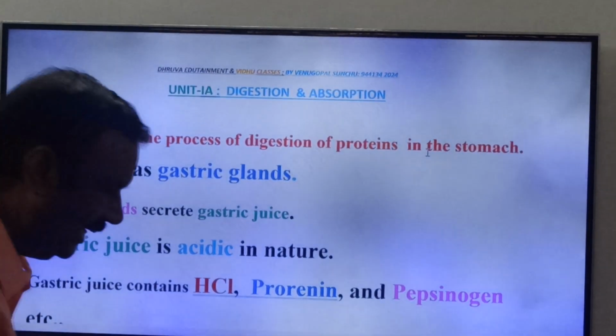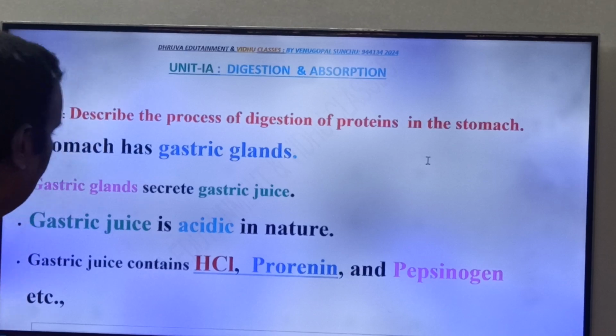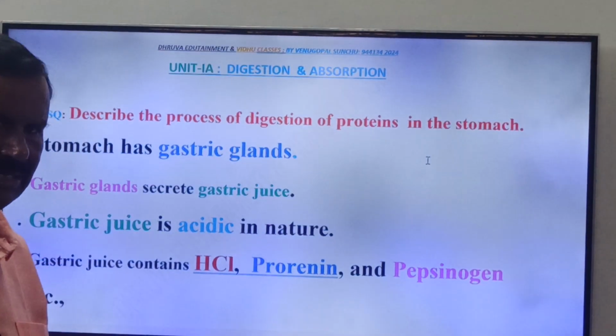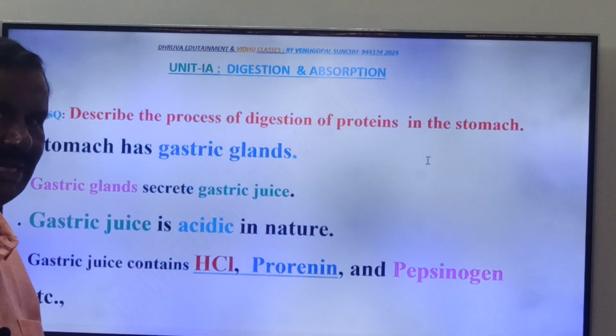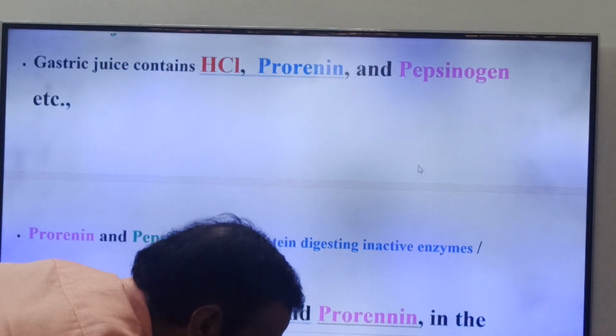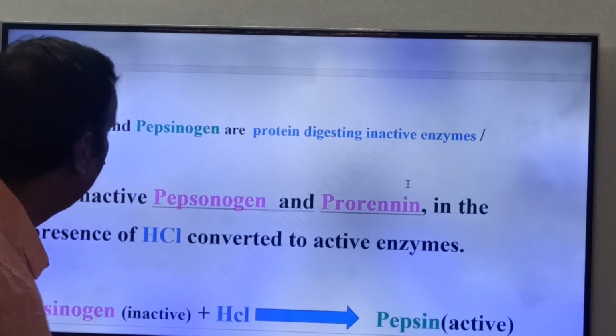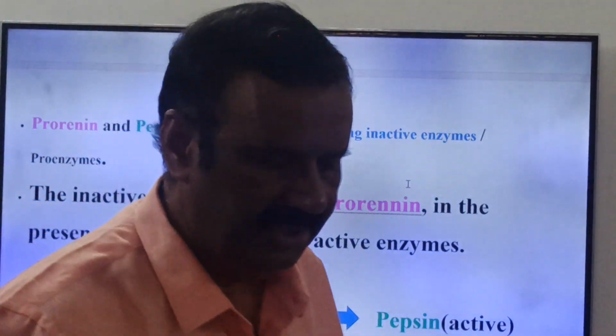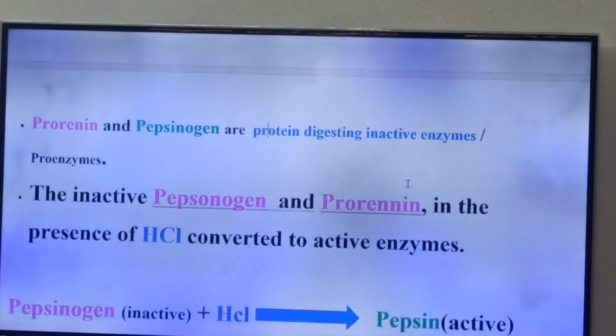This gastric juice contains what? HCl, prorenin and pepsinogen, etc. Here etc. means bicarbonates, castle's intrinsic factor, etc. But here you have to concentrate on these three: HCl, prorenin and pepsinogen. Prorenin and pepsinogen are protein digesting enzymes.